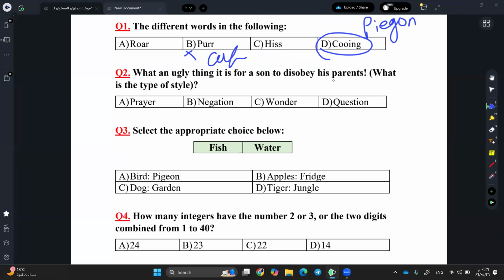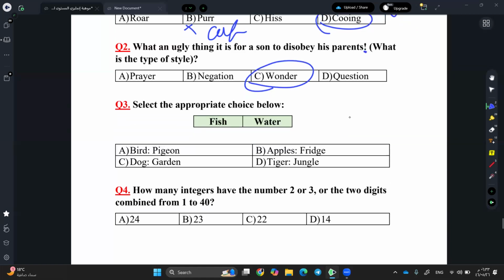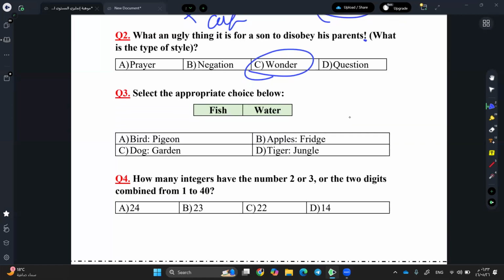Okay, question number 2. What an ugly thing it is for a son to disobey his parents. C, wonder. Excellent, wonder goes off this mark.